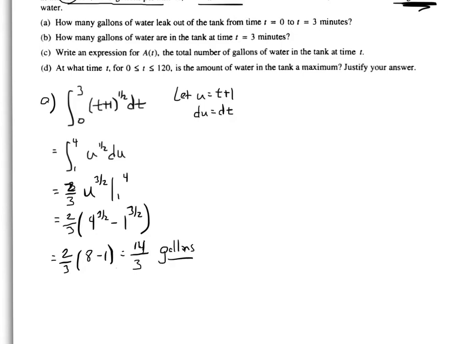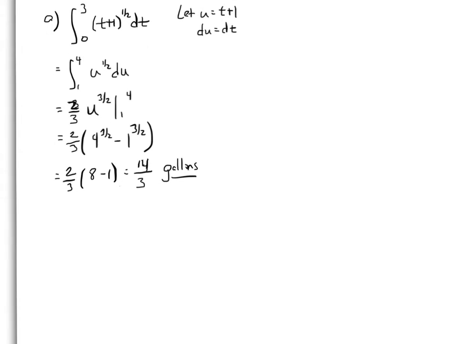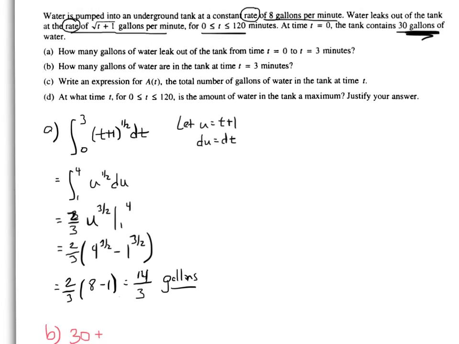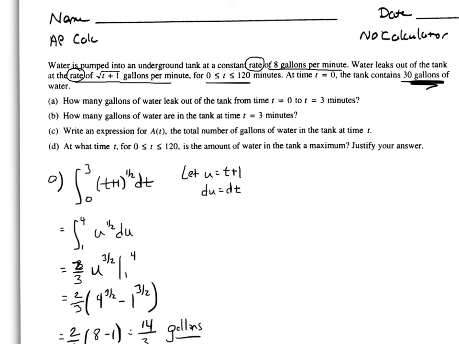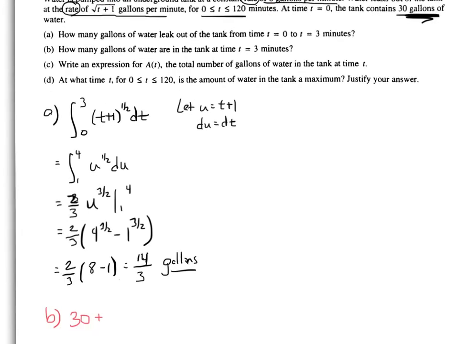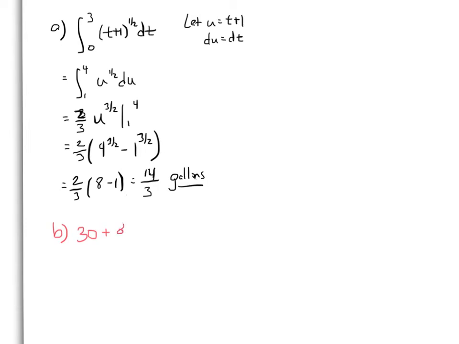So part B, how many gallons of water are in the tank at time t equals 3 minutes? So for that part, we know we're starting off with 30 gallons. What does it say? The rate at which the water is pumped into the tank is 8 gallons per minute. We're talking about the first 3 minutes. And then we should subtract out our 14/3 that we got in part A.